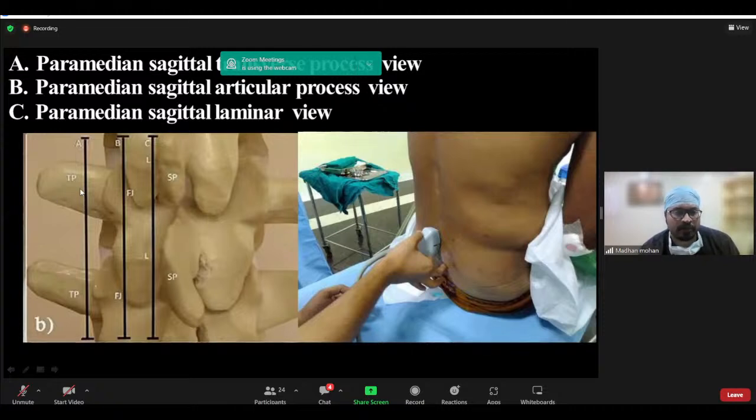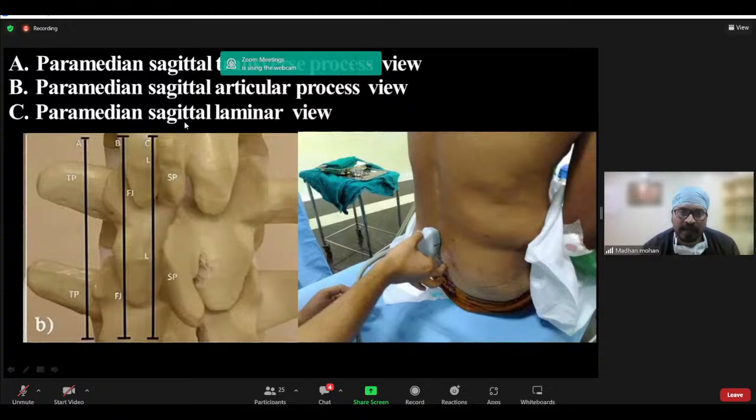Suppose you move the probe medially, you will come across the facet joint or the articular process. That will be the paramedian sagittal articular process view. Further, if you move the probe medially towards the midline, you will encounter the lamina. So that will be the paramedian sagittal laminar view. So these three are the named views.